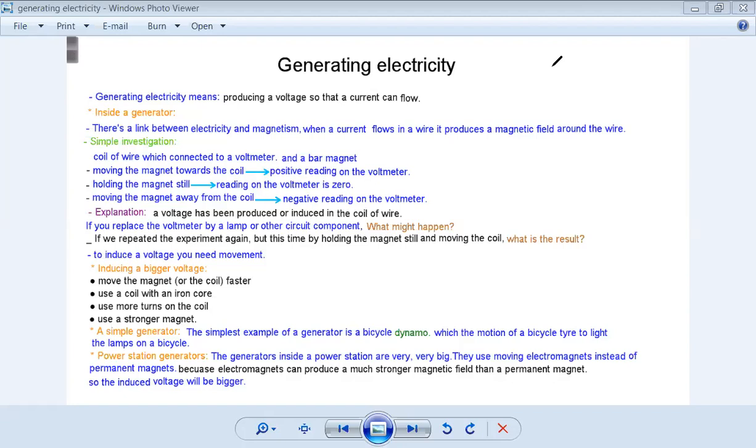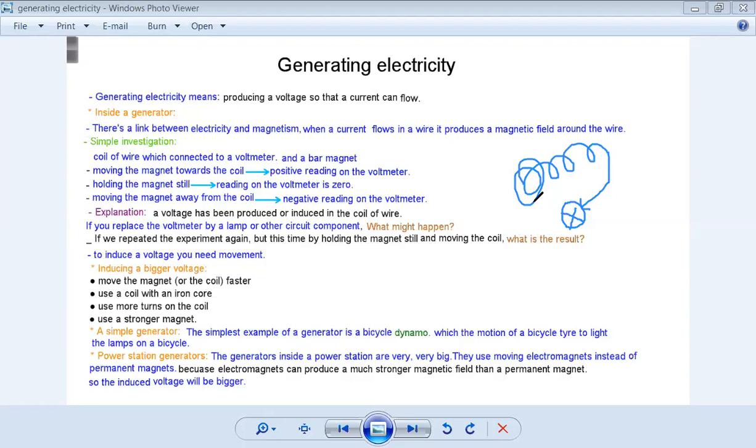This is the same thing that happened in the wire here. We said if we have a lamp, the lamp will light up. So this is the same thing. If he starts to cycle, he will induce or produce this voltage. This voltage will go to the lamp and make it light. So this is the simplest example of a generator.